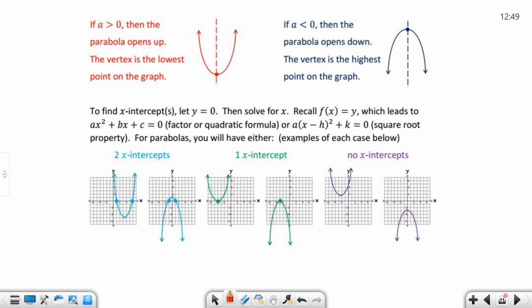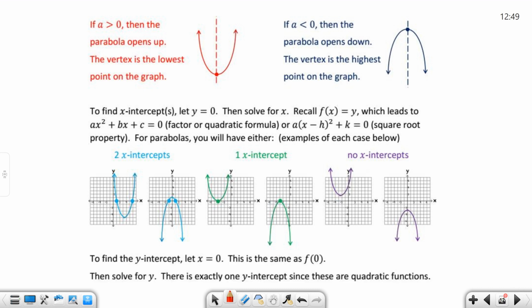Like if this quadratic function represented something in business and you want to know, hey, where's my break-even point? 0 maybe if it's talking about profit. Well, then I would want to be able to solve, right, and get that x-intercept.